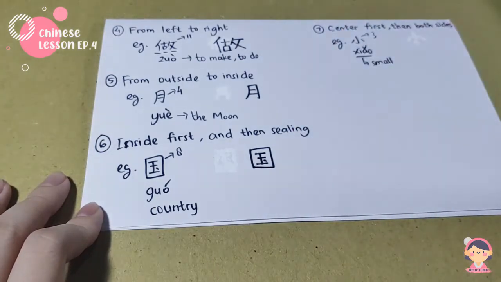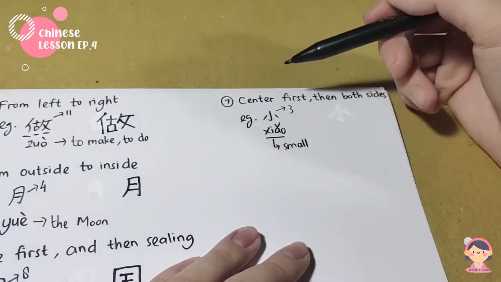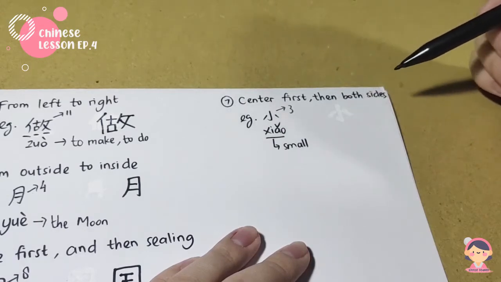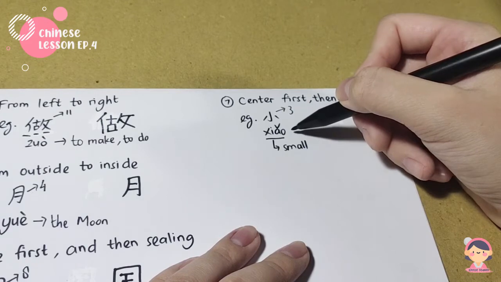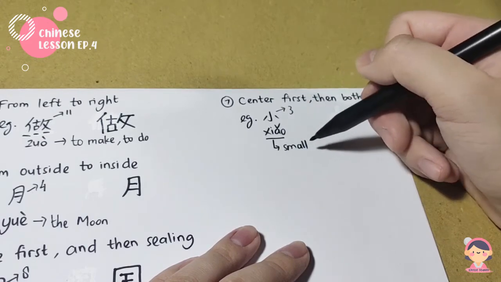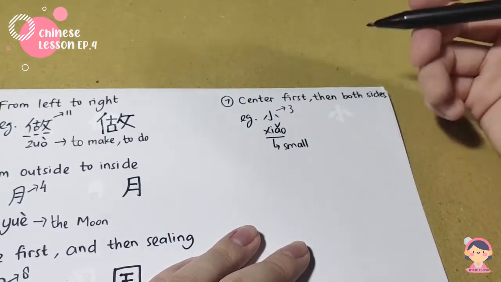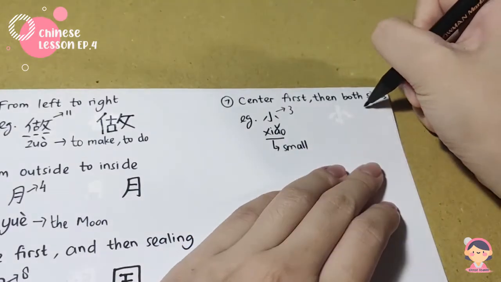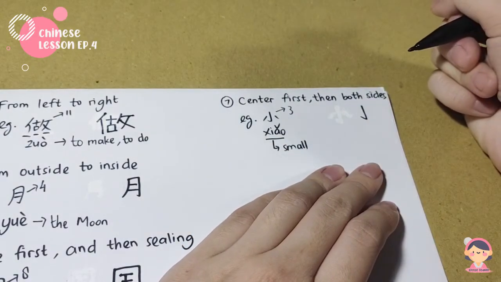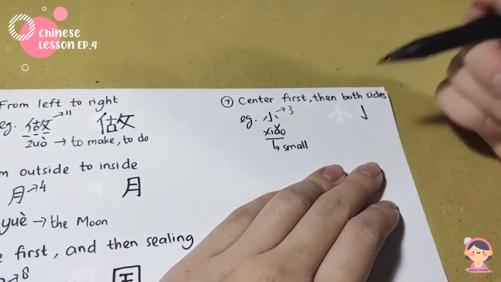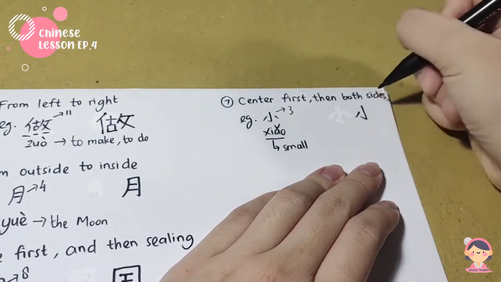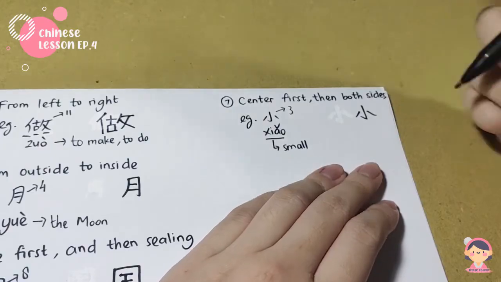8. Rule number 7 is we need to write the center first and then both sides. For example, 小 means small and it has 3 strokes. So we write the center, 1, and then both sides, and always from the left. 2, 3.